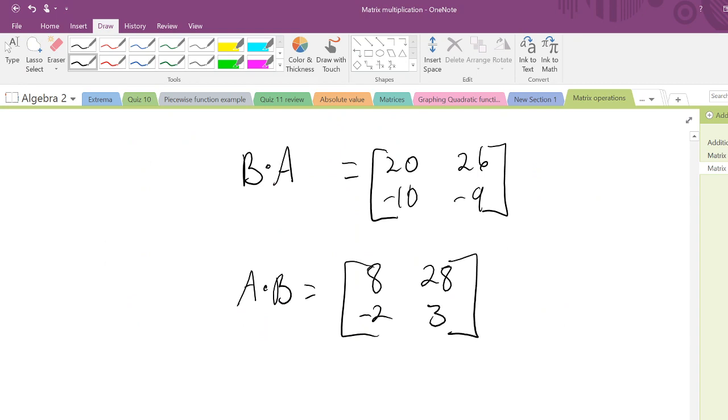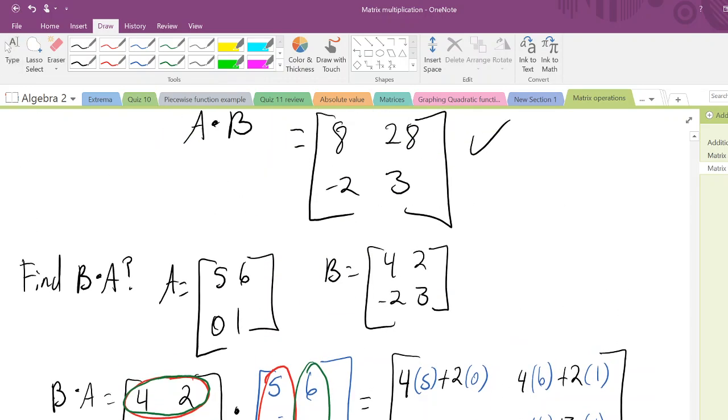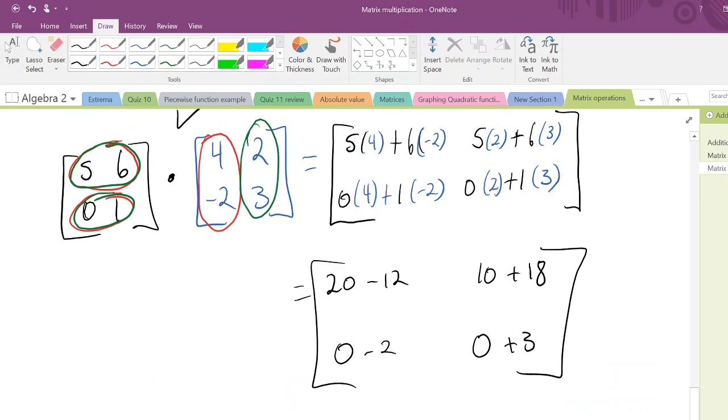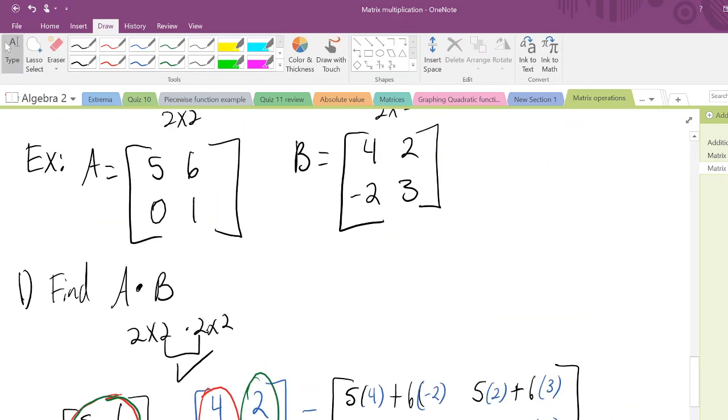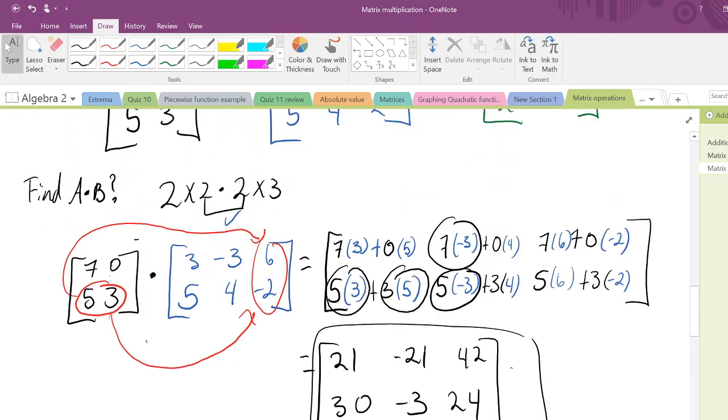So this is an example to show you that A times B does not equal B times A. Alright, so this is how you multiply matrix by matrix. I went as slow as possible. There's 3 examples, so I hope you understand.